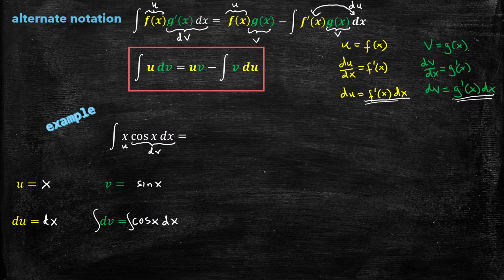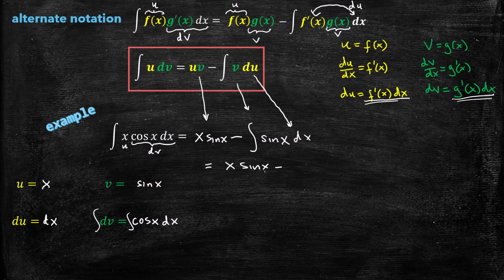So then we get to use the formula. u times v, so u is x, v is sine x, right? So we replace that, and now we do minus the integral of v, which is sine x dx, because du is just dx. All right, so now we carry the x sine x down, and the integral of sine x is negative cosine x, which makes this plus cosine x plus a constant. And so technically, that's our answer.